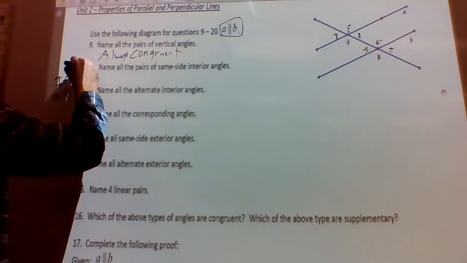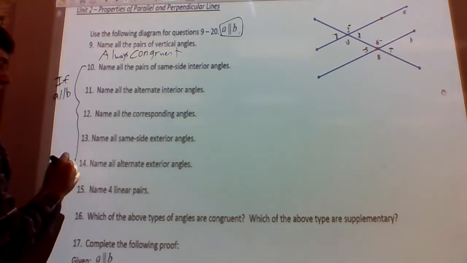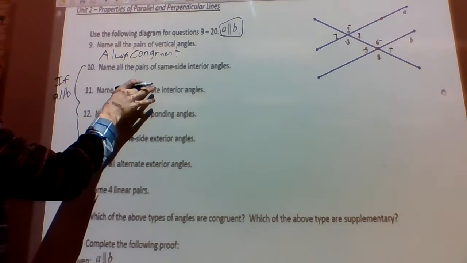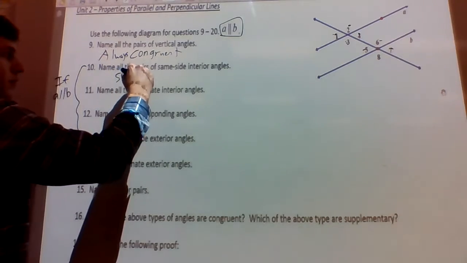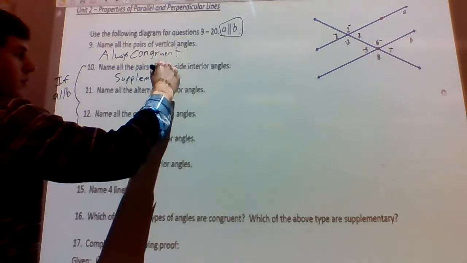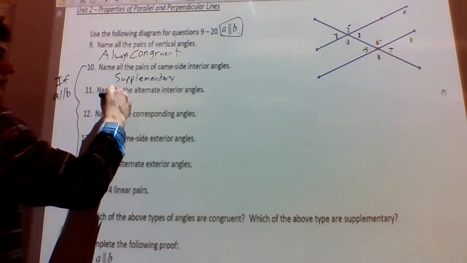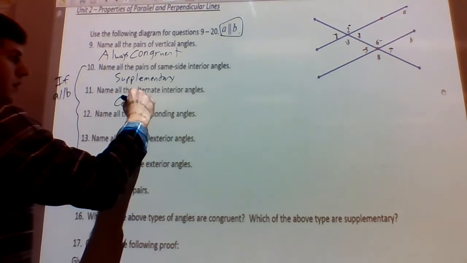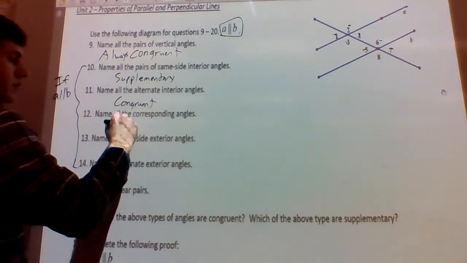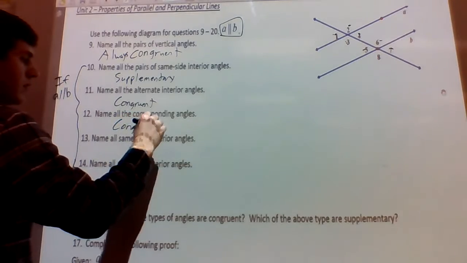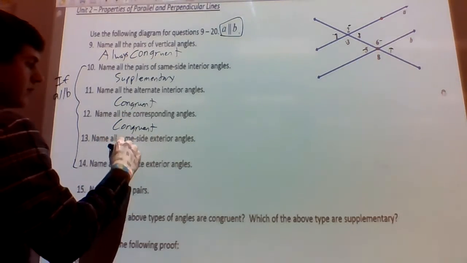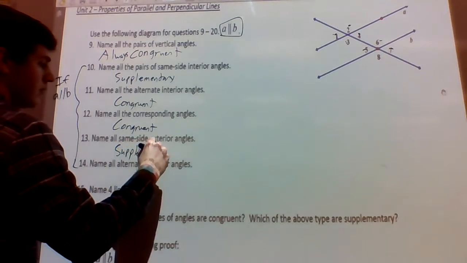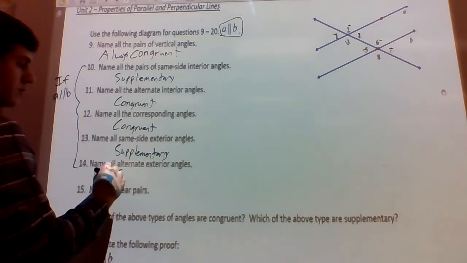Okay, so same side interior angles are supplementary. Alternate interior angles are congruent. Corresponding angles are congruent. Same side exterior angles are supplementary. Alternate exterior angles are congruent.